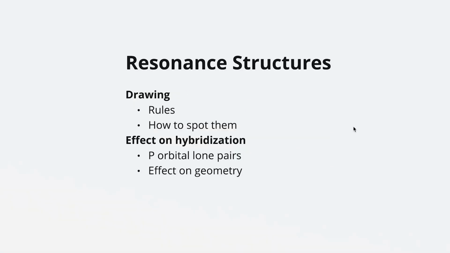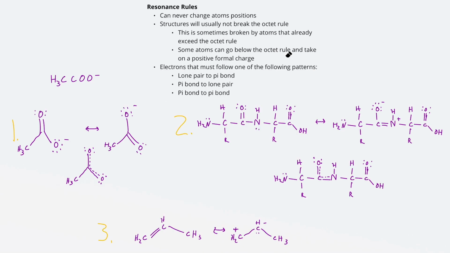MCAT tutoring. In this video, we're going to cover resonance structures. First, we're going to talk about how to draw them and how to spot them, and then talk about how they affect the hybridization of the atoms within the structure. To understand resonance, you first want to make sure that you're really good on Lewis structures, because resonance is the multiple ways that you could draw a Lewis structure for the same molecule.